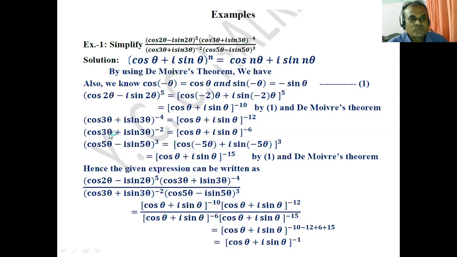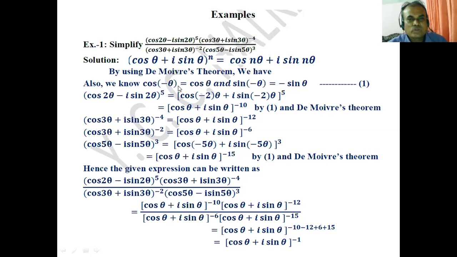Again like that, by using De Moivre's theorem. Next bracket factor: cos of 3 theta plus i sin of 3 theta raised to minus 2. Again simplifying, we get cos theta plus i sin theta raised to power minus 2 multiplied by power 3, so minus 6.